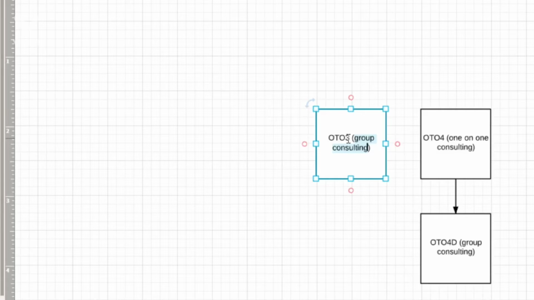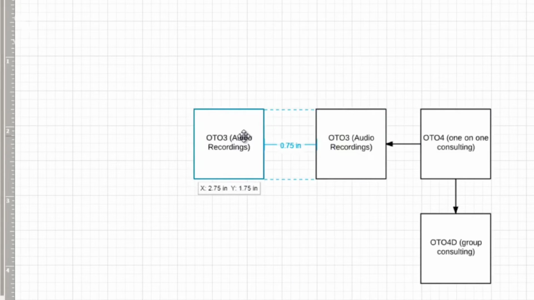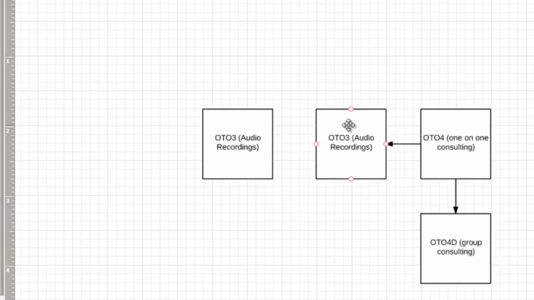So OTO3 could be something like audio recordings. We could have something else, it doesn't have to be that. But say it's audio recordings. That way, if somebody buys the audio recordings, they're thinking, okay, this is all I can afford, I'm going to stop here. But then you've got your premium buyers who will say, okay, you know what, I want to get one-on-one consulting, right?